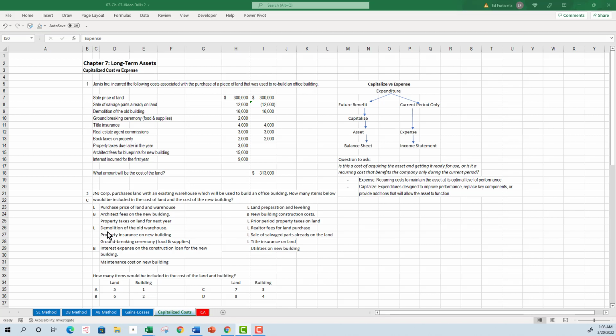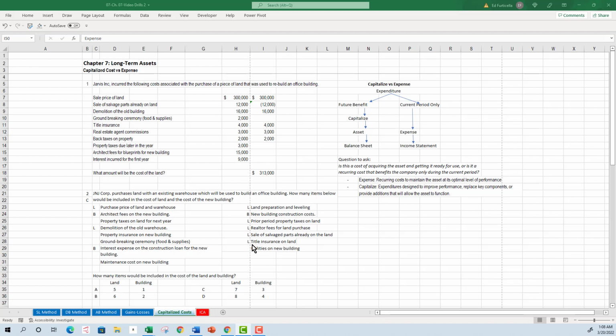preparation and leveling, the prior period property taxes on the land, realtor fees for the land purchase, sale of salvage parts already on the land. Now remember, if we sell salvage parts already on the land, that actually reduces the cost, but it is included in the calculation. And title insurance on the land. So you have 7 items that are part of the land calculation.